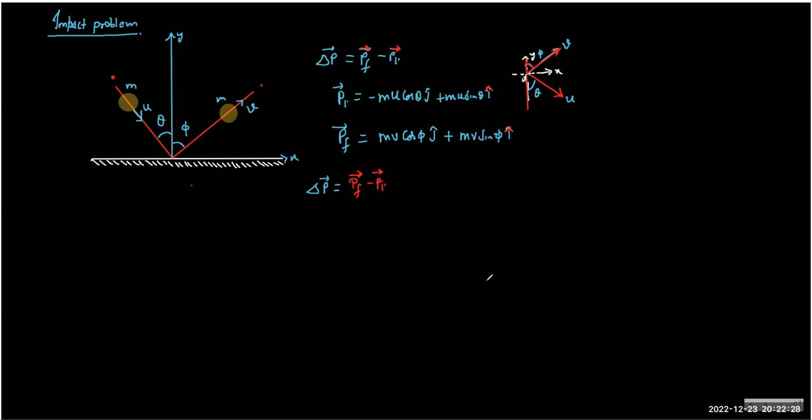Okay. So delta P now we can write as how much? MV cos phi j cap plus MV sin phi i cap minus, like this. Okay, there's no need to solve, but this is how you can write. Understood? Yes, sir. Okay. So the momentum change can be asked in a variety of ways. There is one more question. That's the last question.